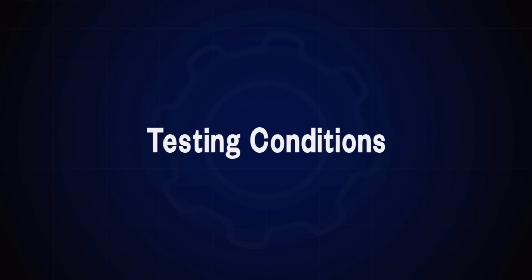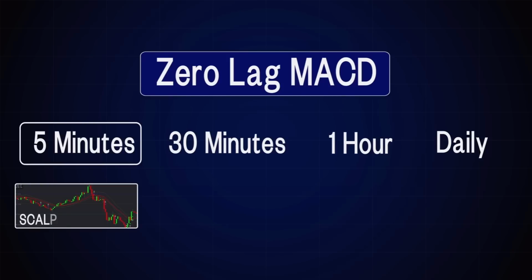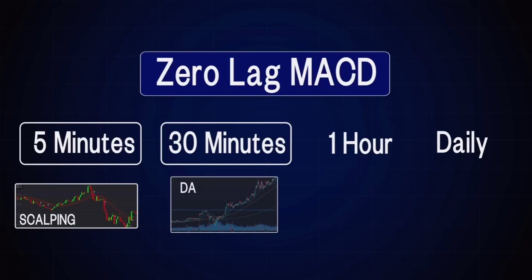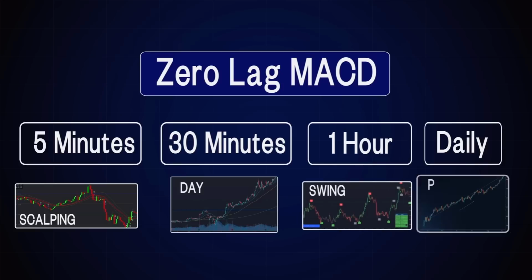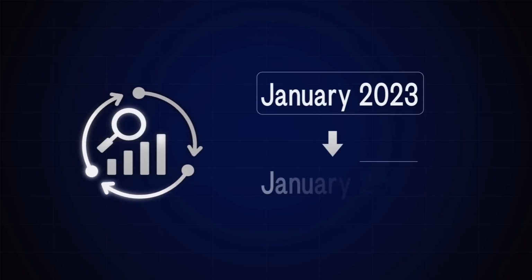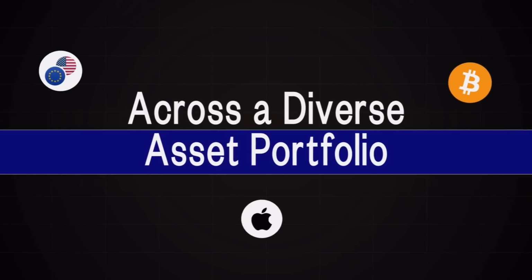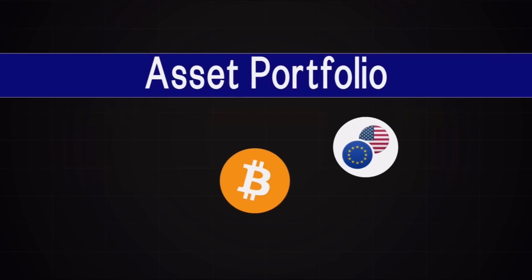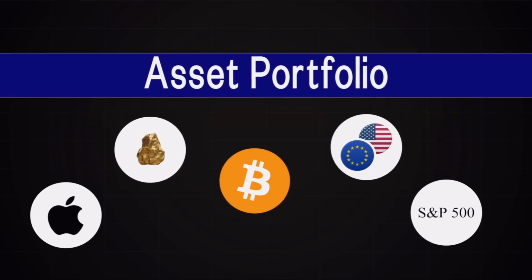As for the testing conditions, we'll backtest the Zero Lag MACD on 4 different time frames. On the 5-minute for scalping, 30 minutes for day trading, 1 hour for swing trading, and daily time frame for position trading, using data since January 2023 until January 2025 across a diverse asset portfolio including Bitcoin, Euro USD, gold, the S&P 500 index, and the Apple stock.